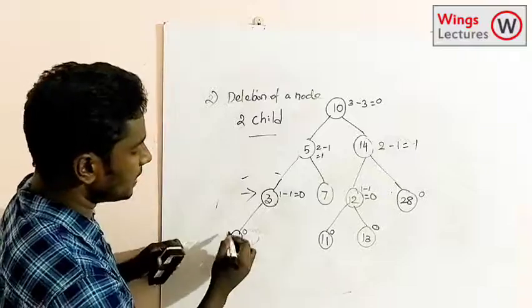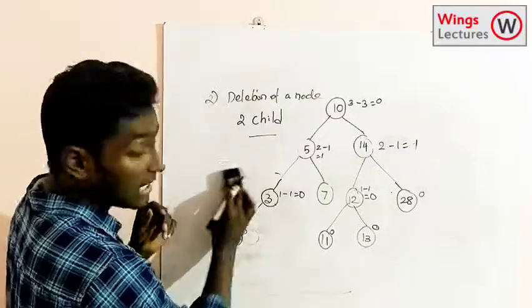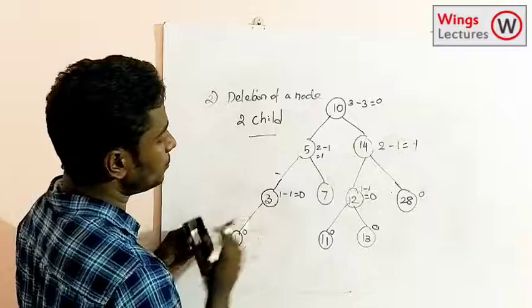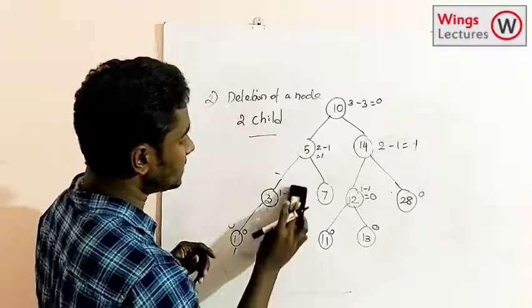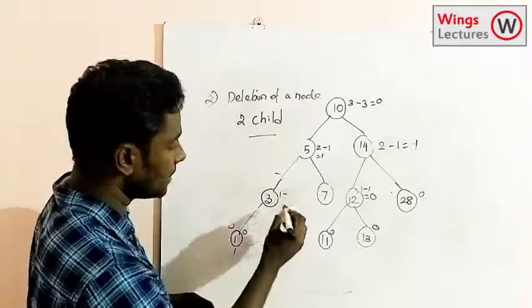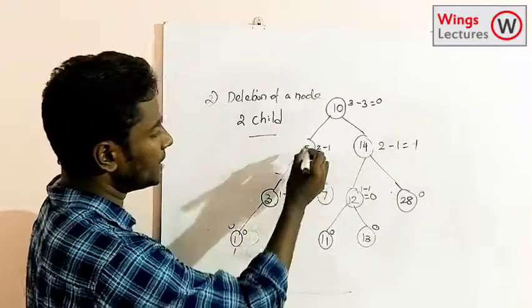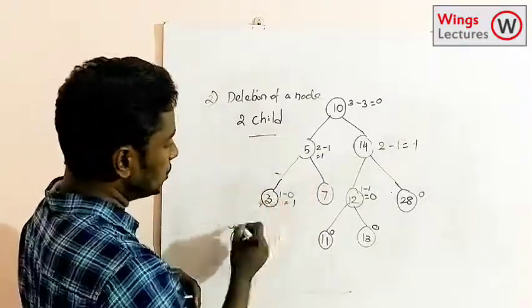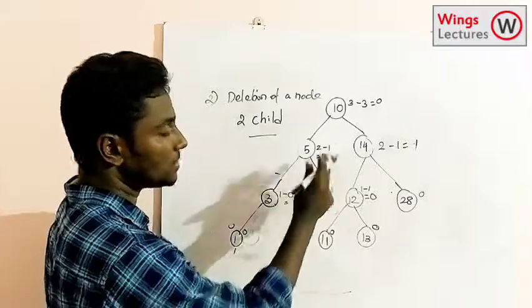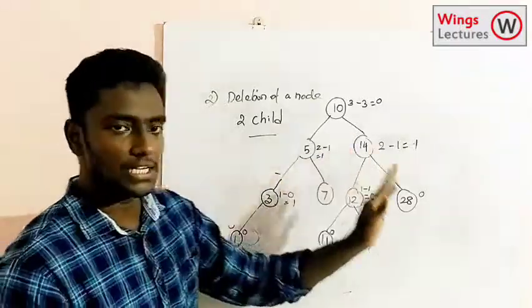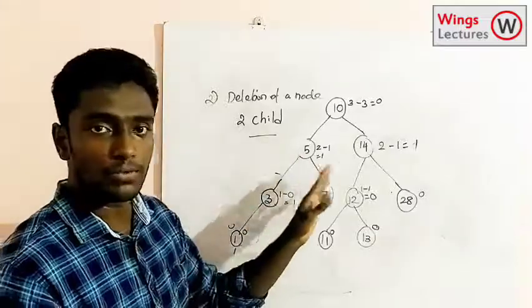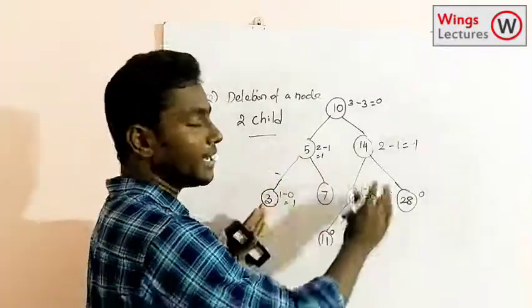So again you have to check the balance factor. The balance factor of 1 is 0. After deletion of 2, the balance factor of 1 is 0, and the balance factor of 3 is 1 minus, see, there is no right subtree, 1 minus 0, it will be 1. For 5, here we are having 2 minus 1, so that's okay. After deletion of these 3 types of elements, there won't be any collision.